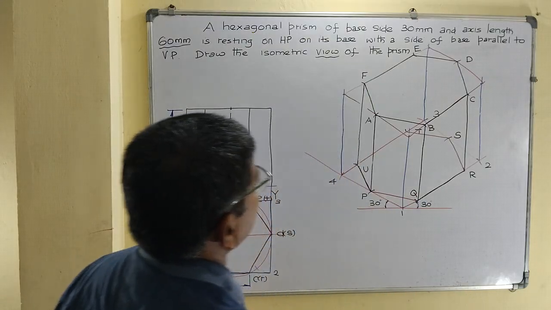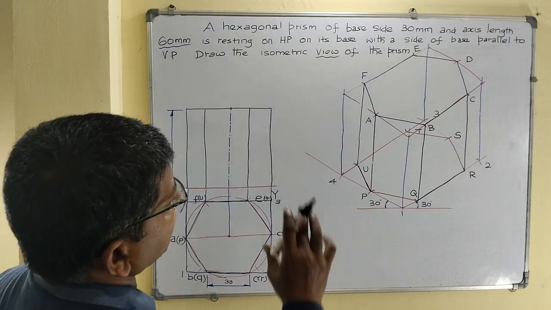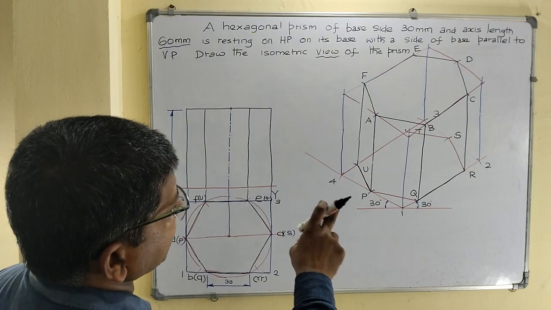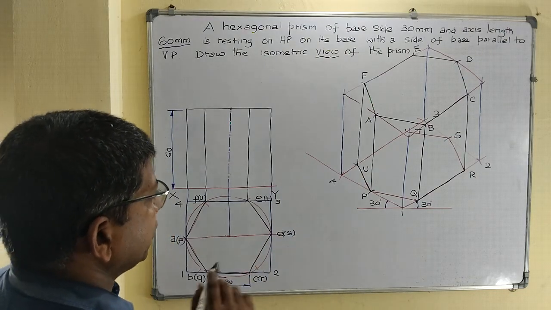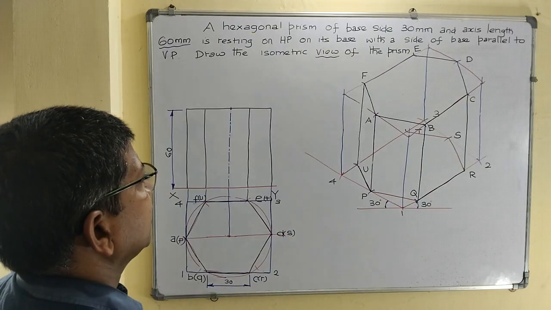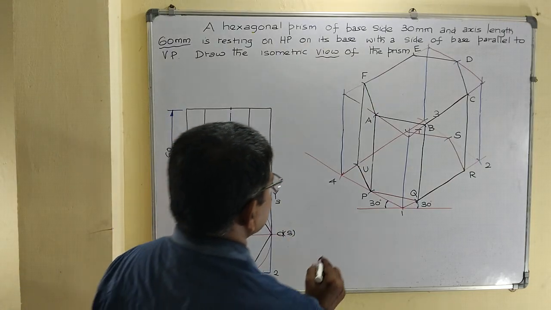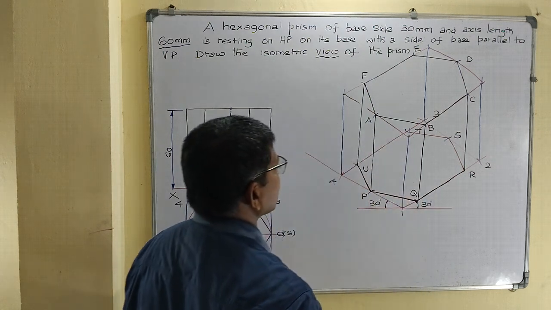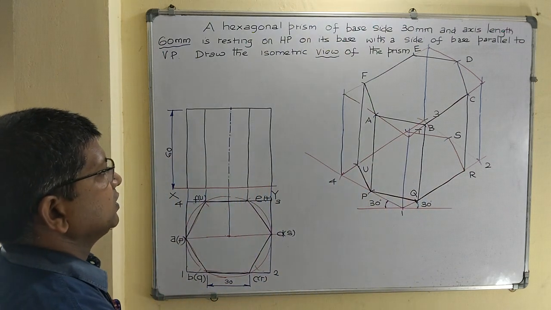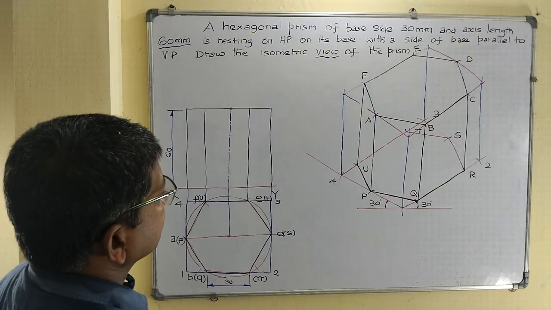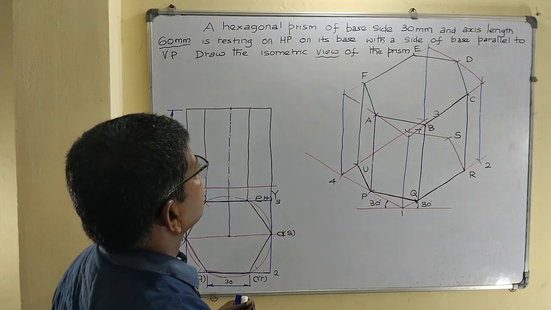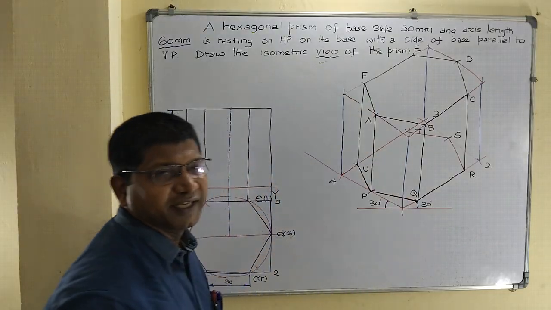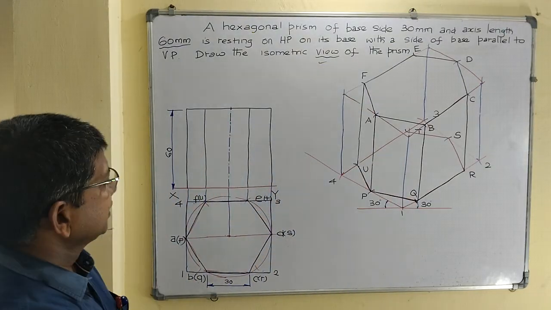So the top base is fully visible. Bottom base edges UT, TS and SR are invisible, so no need to dark UT, TS and SR. And bottom base edges PU, PQ and QR are visible edges, so dark the object. Now the isometric view of the hexagonal prism is completed.